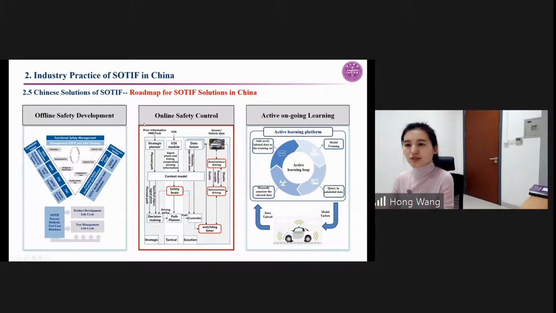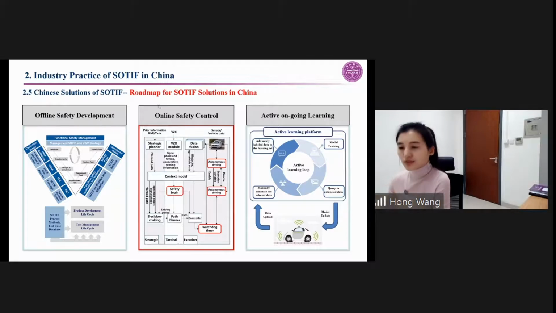Based on the general technical routes, we can get the roadmap for the SOTIF solution in China. We summarize it as three steps to solve the SOTIF issue in China. The first one is offline safety development for ICD production, in which we can combine the SOTIF concept with functional safety management in the VV strategy. It covers development as well as the test, validation, and verification strategy. So this is called the offline safety strategy.